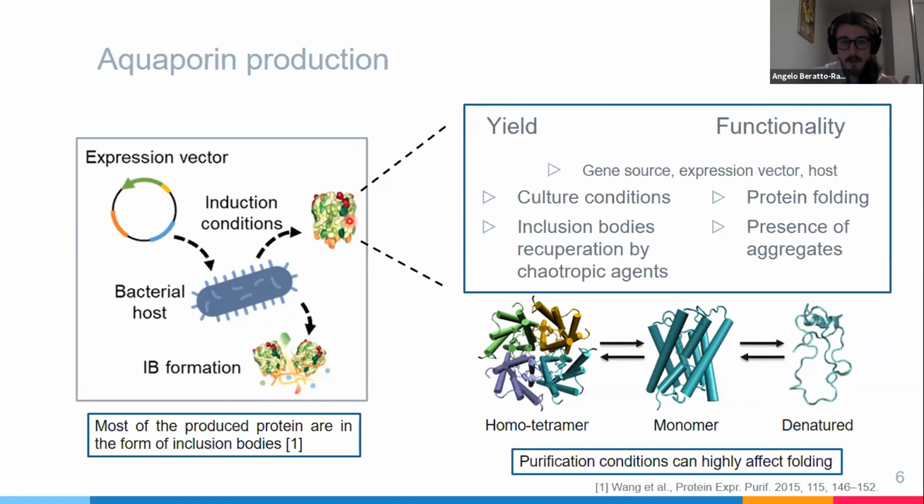However, despite the use of detergents, it is known that most of the produced protein is in the form of inclusion bodies, which is an aggregated form. Sometimes the inclusion bodies can contain functional proteins, but it's a challenge to recover this protein from the aggregated form by the use of chaotropic agents.